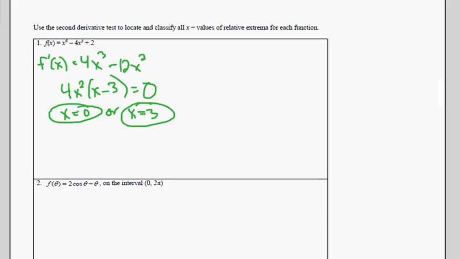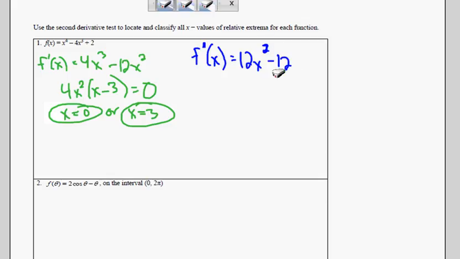Again, using the second derivative test, I had to know where the first derivative was 0. So now let's find the second derivative. That's 3 times 4, which is 12, so I get 12x squared. 12 times 2 is not 12, but 24, and that'll be 24x. And I can factor that out.